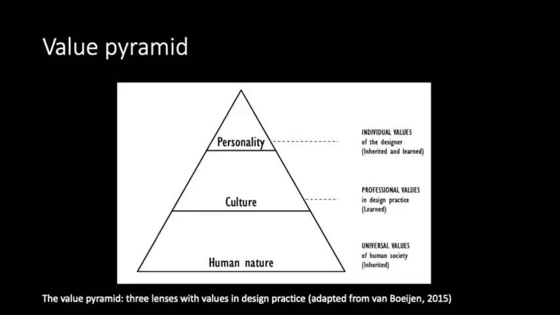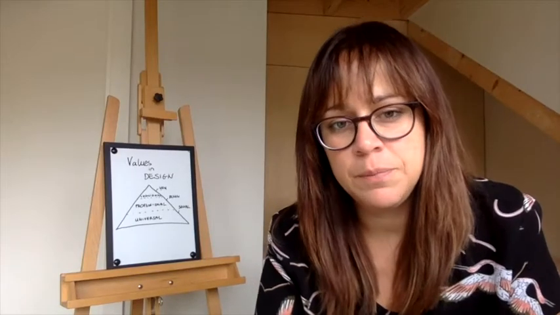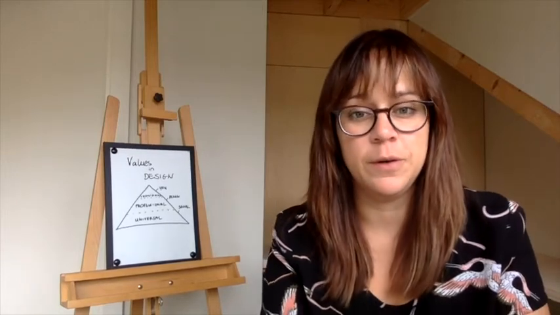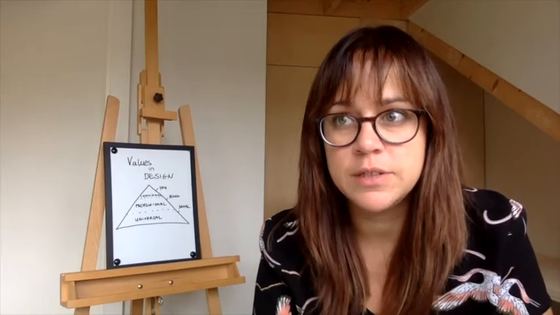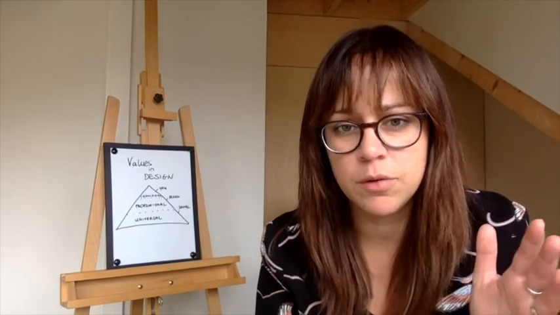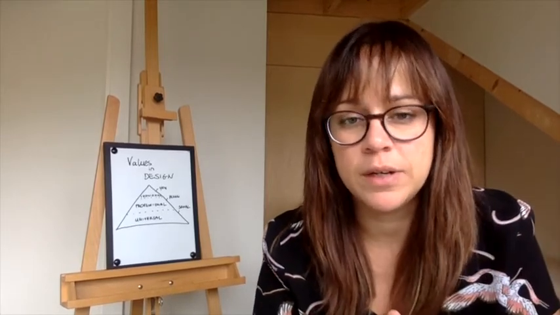This pyramid shows the different levels of values that you can prioritize. We as people prioritize values. On the ground level, we have human nature, and in this level you find the universal values. And these are the values that relate to us as a human. For example, security or passion or caring for one another.